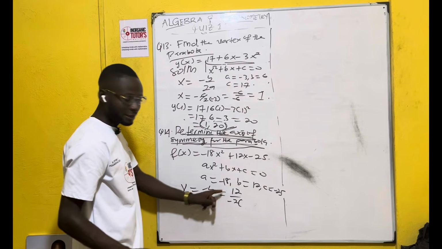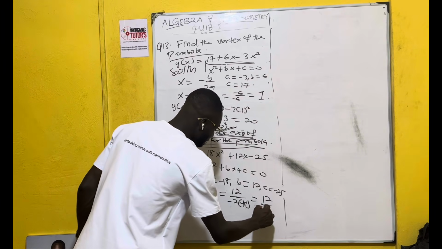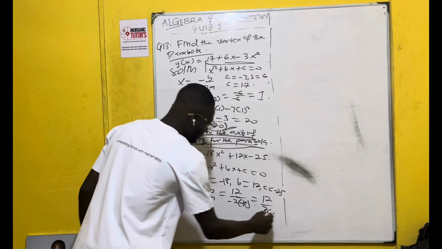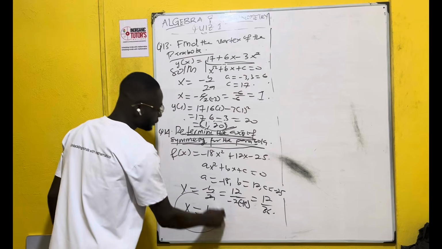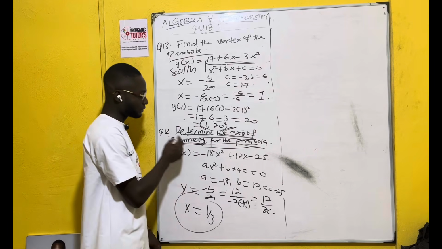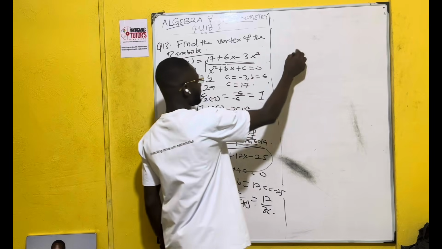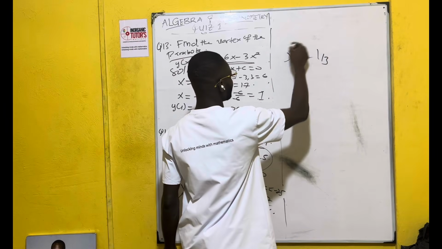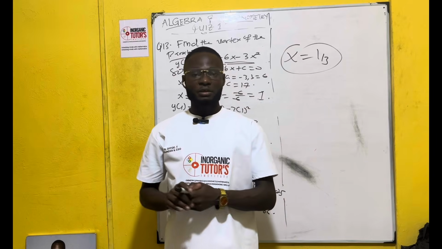So we have 12 divided by 2 into bracket what? The a is minus 18. So we have minus 18 here. So we're going to have 12 over what? 36, right? And this is going to give us 1 over 3. So the axis of symmetry of this particular parabola is 1 over 3. So that is question number 14, 1 over 3. Very, very easy.